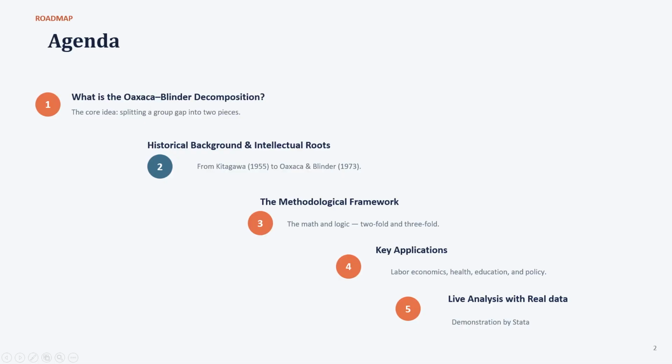Here is our plan for today. We will start with the fundamental question: what exactly is the Oaxaca-Blinder decomposition? Then we will travel back to the early 1970s to understand why two economists independently arrived at the same breakthrough. After that, we will get into the methodological framework, the two-fold and three-fold decomposition. We will look at key applications across economics and the software tools we can use to implement them.